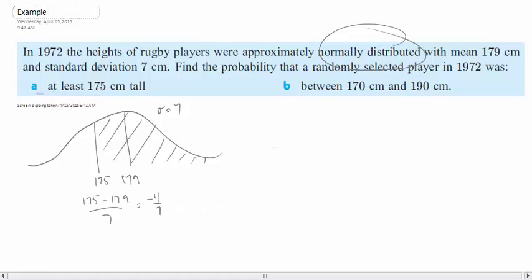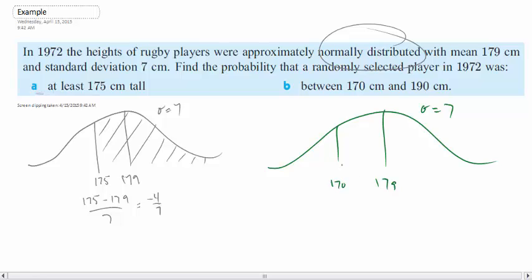So how do we do it for the second one? Well, let's draw our distribution. 179 is still in the middle. Standard deviation is still 7. 170 would be down here. That's 9 away from the mean. Empirical rule isn't going to help over there. 190 is over here. That's, well, 11 away. That's not 1 or 2 or 3 standard deviations away. We're looking for that area. I want you to pause the video right now and put this into your calculator and calculate this probability.